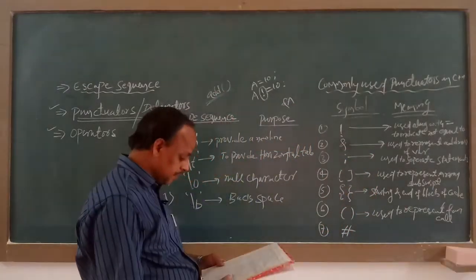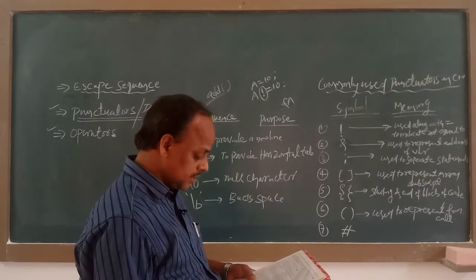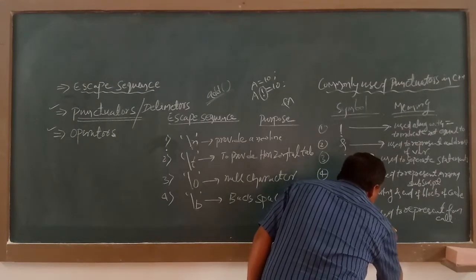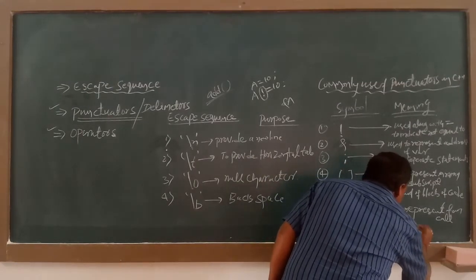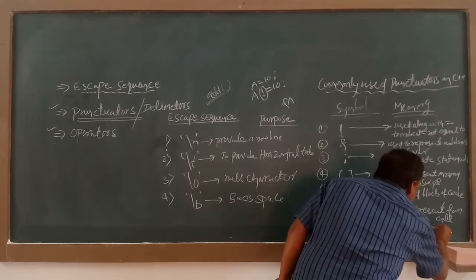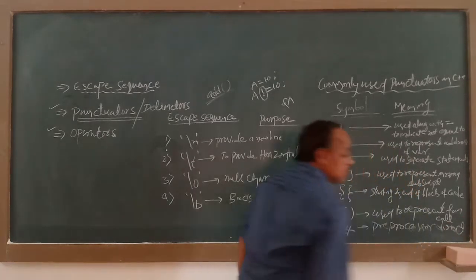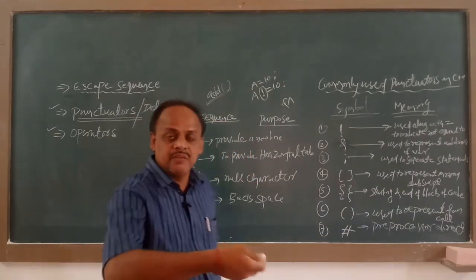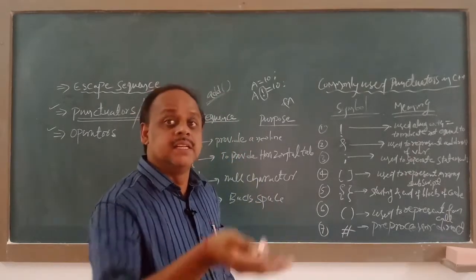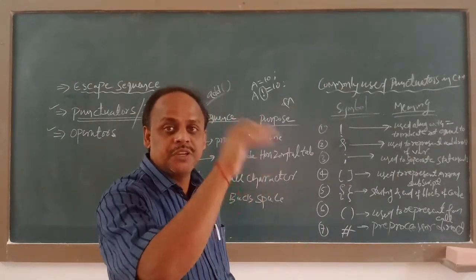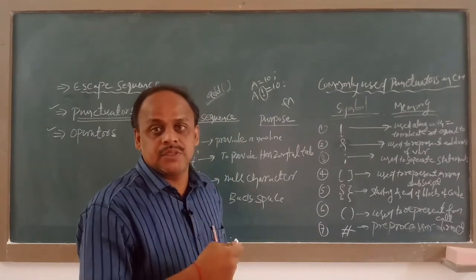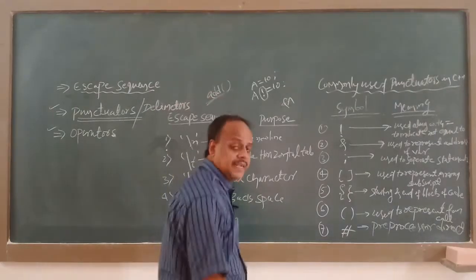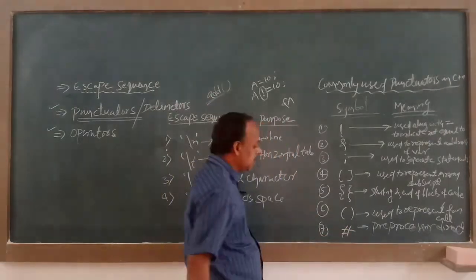And the next one is the hash symbol. It is used to represent a preprocessor directive, right? We have not yet discussed the structure of a C++ program, but in it, preprocessor directives come first. If we write a preprocessor directive, before that directive we have to write this hash symbol.